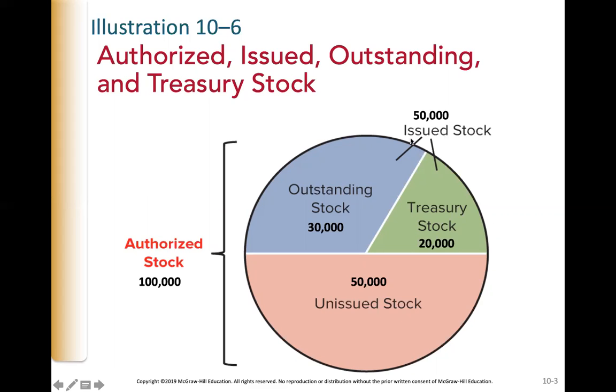So my issued is either outstanding, still in the hands of owners that dividends are paid on, or bought back and owned by the company. They have been issued at some point in time to an investor, but the company has bought them back. So treasury stock is part of issued stock. It's not outstanding because it's not available to be traded. It is owned by the company.